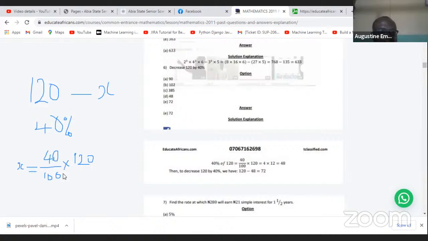Okay. So 40 over 100 times 120 is going to give us 48. So if we do 120 minus 48, it becomes 72. And that's why 72 is the answer.